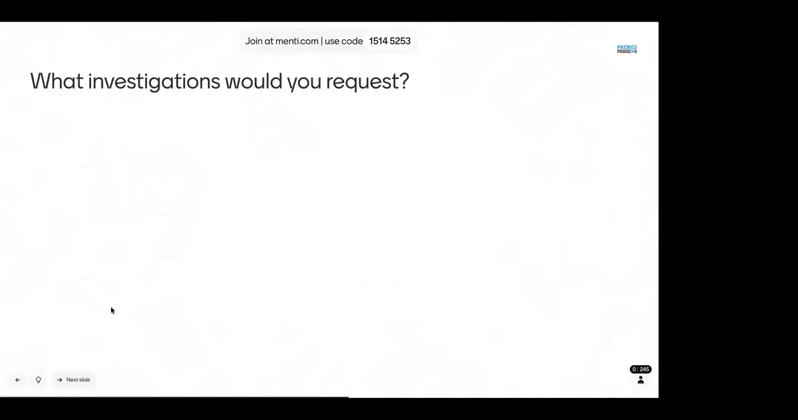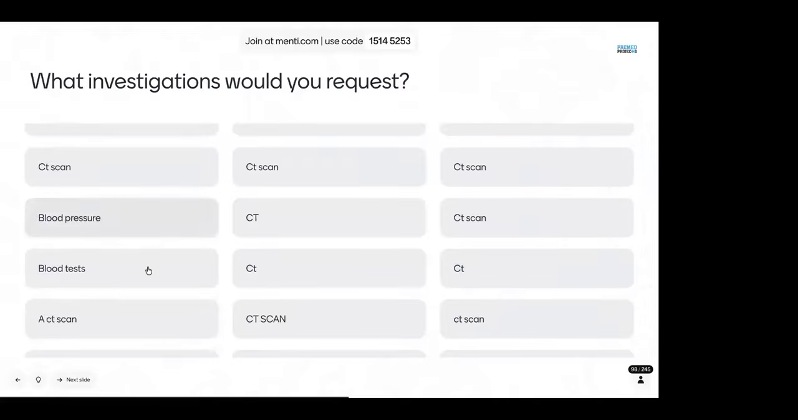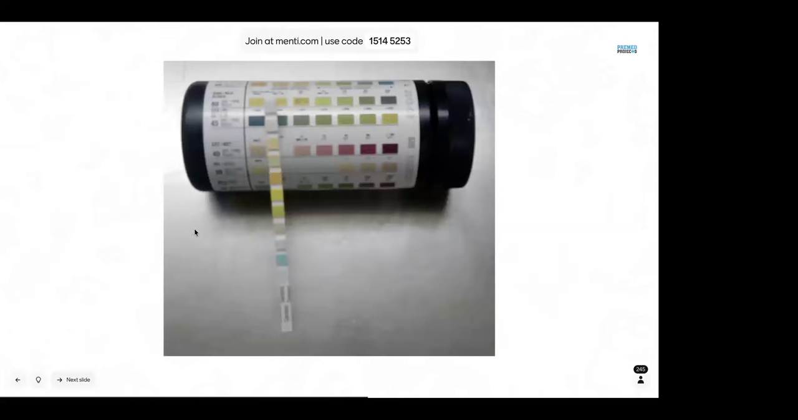So, what investigations would you like to request? So, now you want to deduce what's causing the pain, right? So, what do you want to test now? So, you're ordering some really nice tests. So, some people are saying a blood test, a urine test, a CT scan, excellent. Very good. So, we do a urine test because the patient says he's seen blood in the urine. So, we want to confirm that.